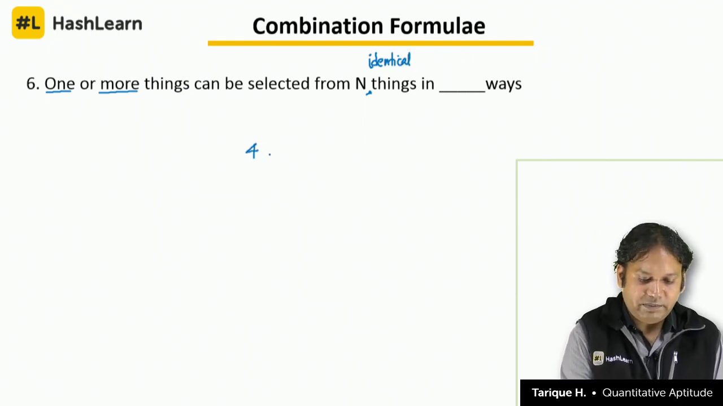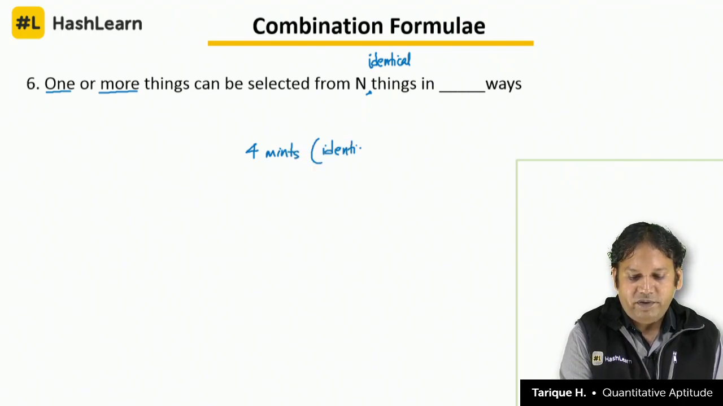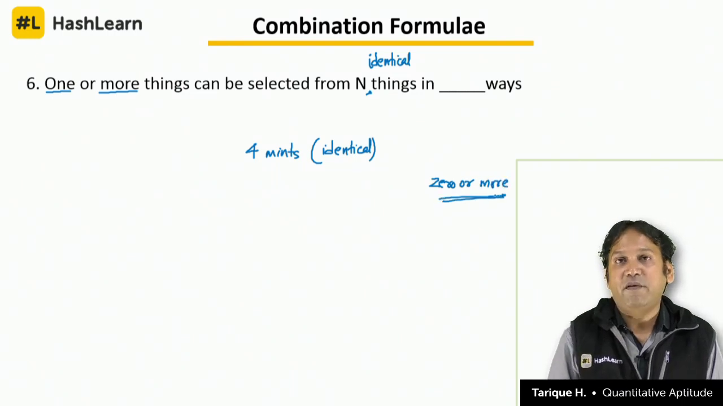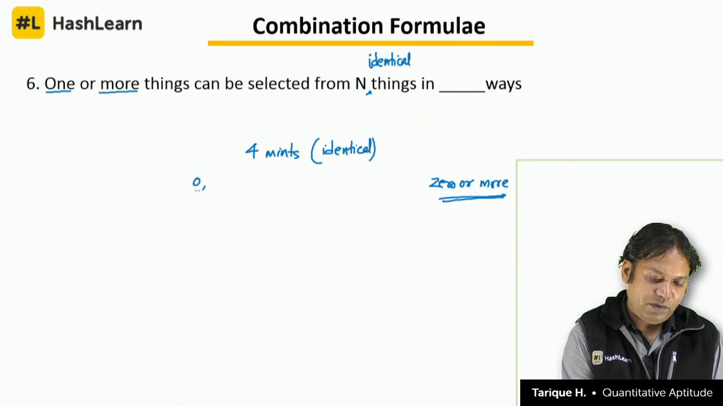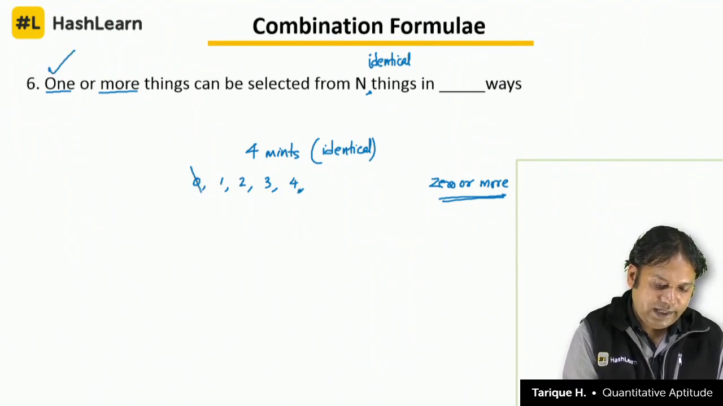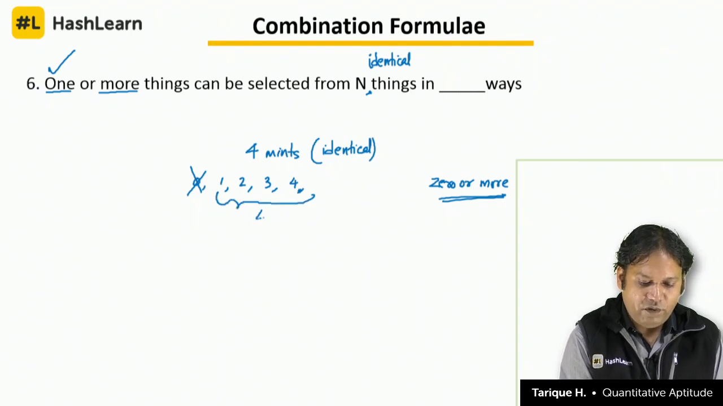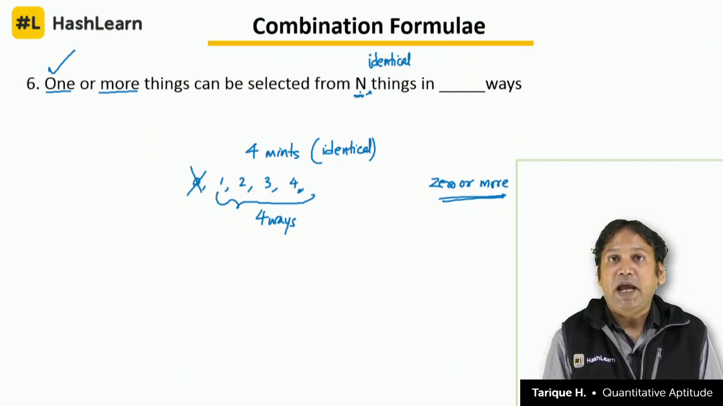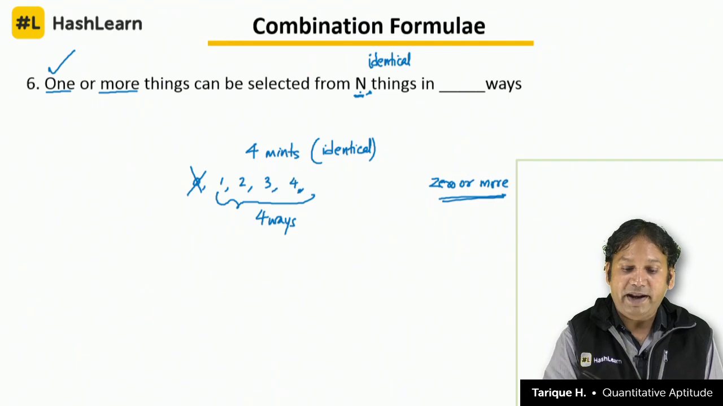Again, let us take the same example. You have 4 mint candies, all are identical. Now when we had the option of selecting 0 or more mints from the 4 mints, we had 5 options, take 0 or 1 or 2 or 3 or 4, right? But the moment I say 1 or more, we cannot take 0 now. So now how many options are there? 4 options are there, 4 ways are there. That means when we have n identical things and we have to select 1 or more from n identical things, the number of ways will be n ways.